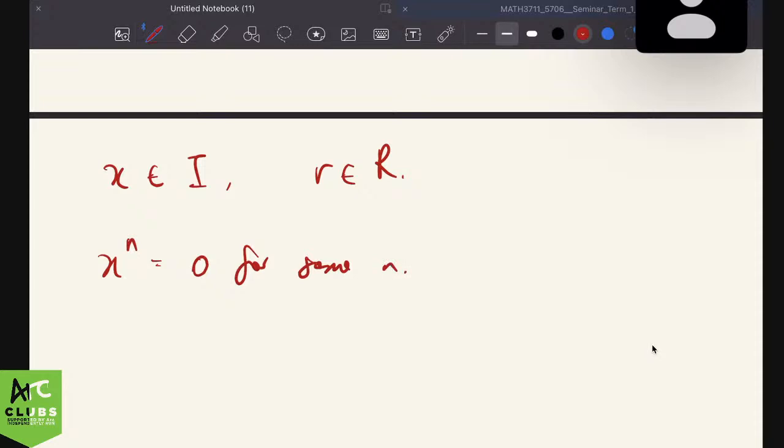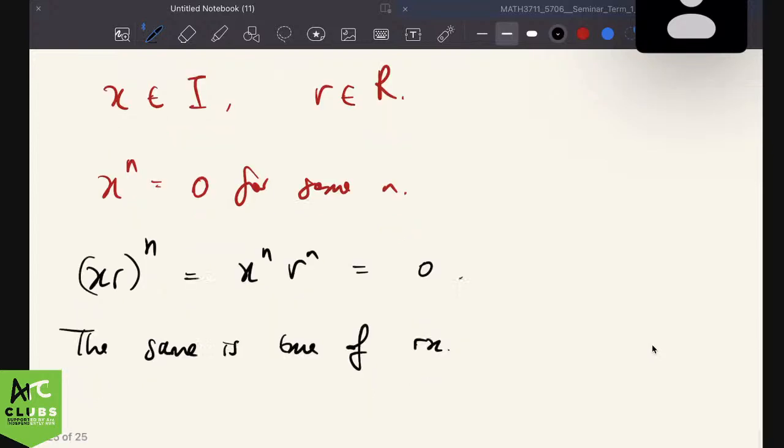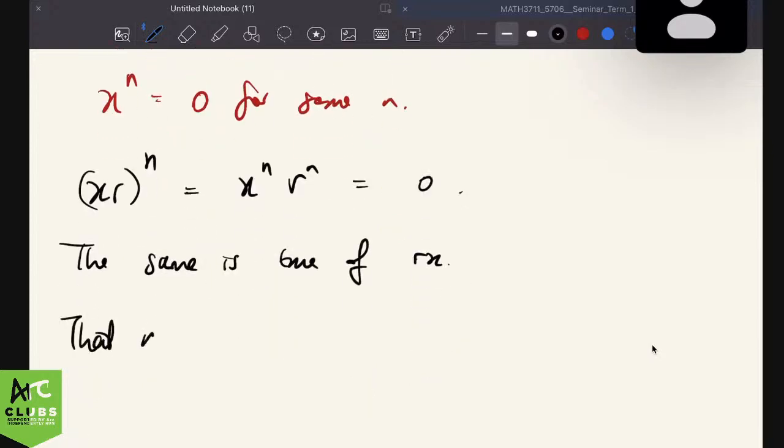Okay, so let's think about this. That means that if we take xr, because it's a commutative ring, you can just do it like normal multiplication. So if you put this to the power of n, you can rearrange it, you'll get x to the n, r to the n, and that will be equal to 0. Okay. The same is true of rx. And that means that it's an ideal.